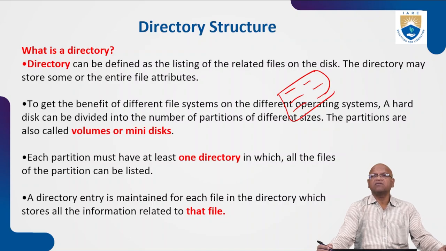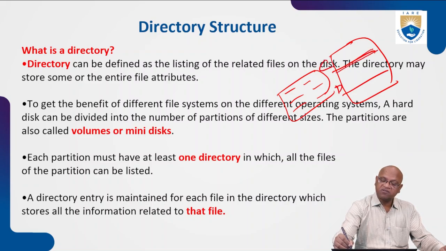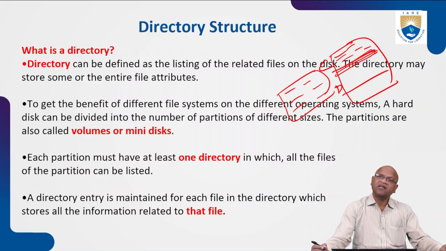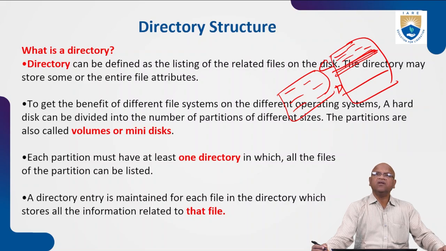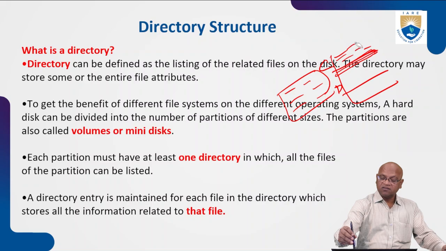Regarding the files also, we have to maintain some record, and that record is nothing but the directory. Each partition must have at least one directory in which all the files of that partition can be listed. As we know, this is our hard disk, this is C drive, this is D drive. For this C drive, it will maintain a directory, and in this directory we can see what files are available in this drive. So we will find all the files in that directory or in that partition.